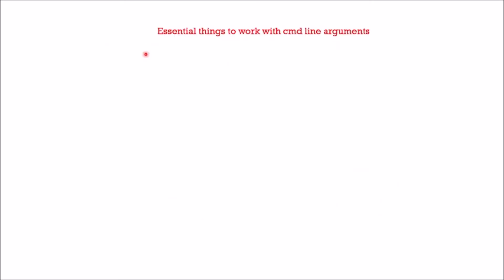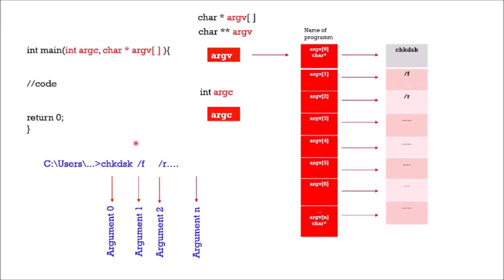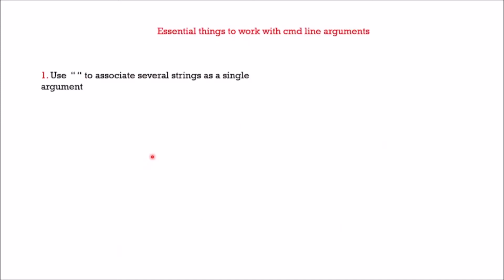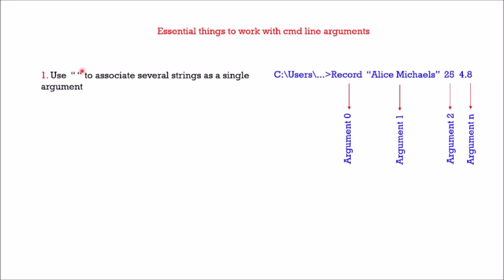There are two essential things to work with command line arguments. The first one is, since each of the arguments is separated by a blank space, what happens if we wanted to associate two separate strings as one single argument? We will see one example of this. Basically, we use double quotation marks to associate several strings as just a single argument. It means that these two strings will be stored in the same single location of the argument vector as one single data unit.